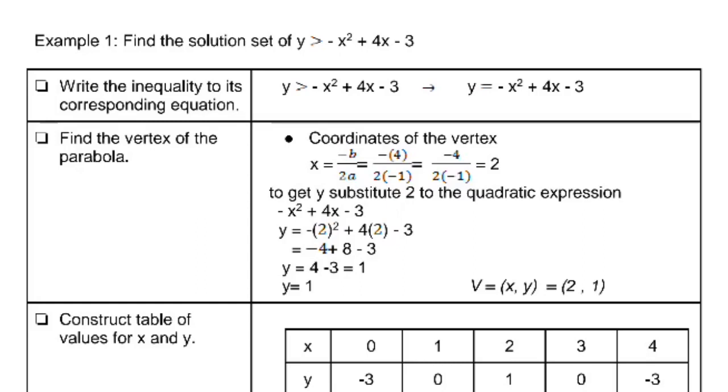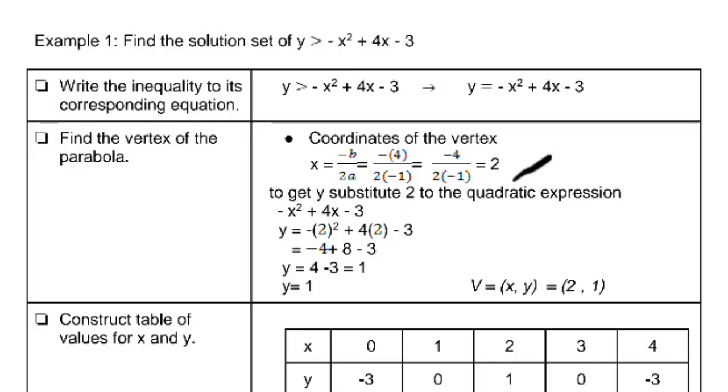To find the vertex, we're going to use the formula x equals negative b over 2a. So we're going to find the values of a, b, and c. For this example, the value of b is 4 and the value of a is negative 1. Substituting, x equals negative 4 over 2 times negative 1. Then 2 times negative 1 is negative 2, so negative 4 divided by negative 2 is 2.